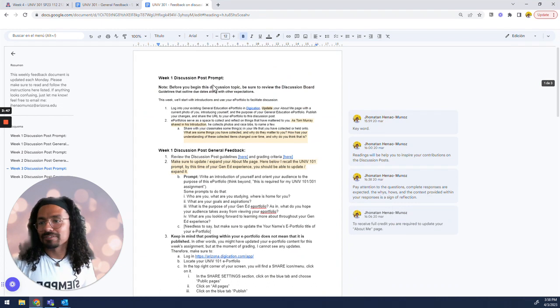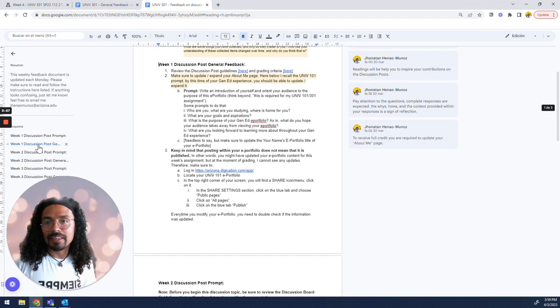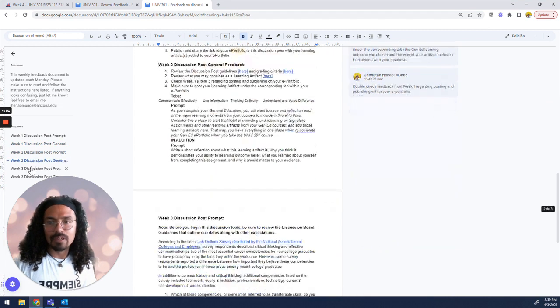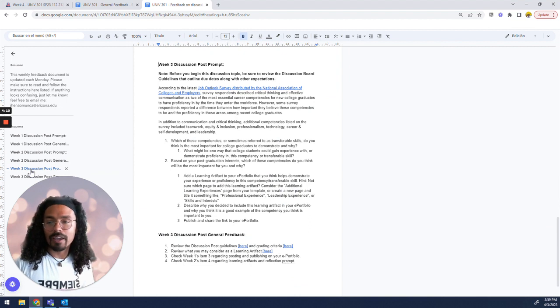So if you see this little summary here, this is the purpose of this general doc. I always put the discussion post and the general feedback, just because I know that sometimes there are several questions within the question, so maybe you forgot something. So I put it there so that I make sure that you are completing all the responses as expected. And in terms of the e-portfolio, I give you some ideas, like what is missing.